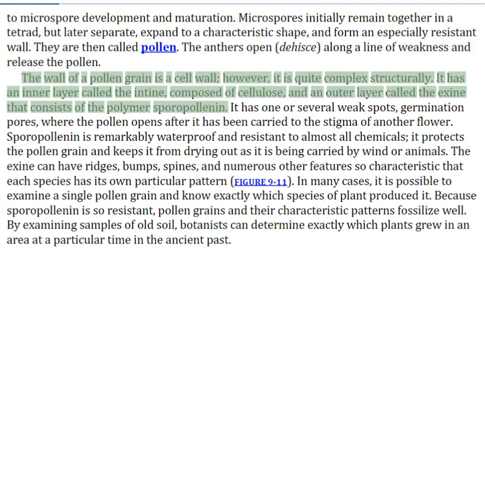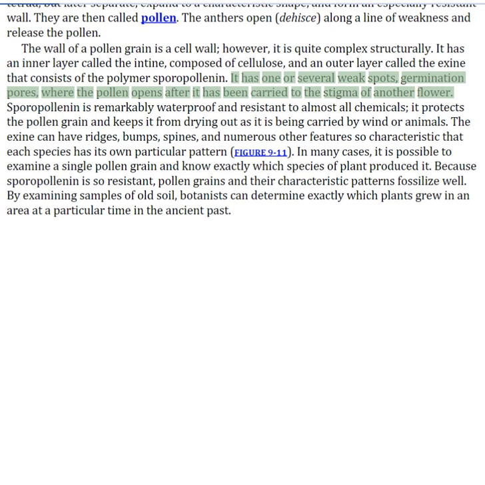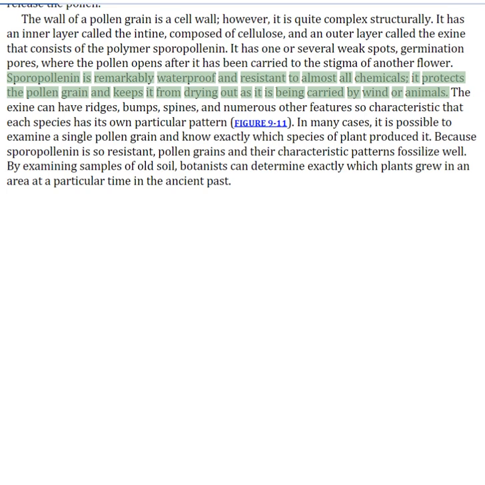The wall of a pollen grain is a cell wall, however, it is quite complex structurally. It has an inner layer called the intine, composed of cellulose, and an outer layer called the exine that consists of the polymer sporopollenin. It has one or several weak spots, germination pores, where the pollen opens after it has been carried to the stigma of another flower. Sporopollenin is remarkably waterproof and resistant to almost all chemicals. It protects the pollen grain and keeps it from drying out as it is being carried by wind or animals.